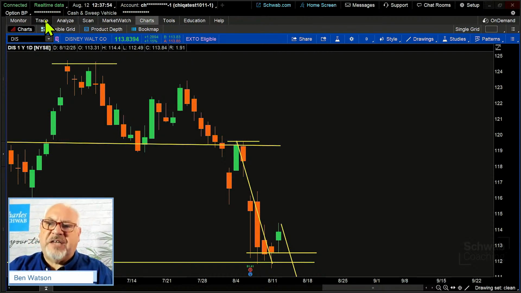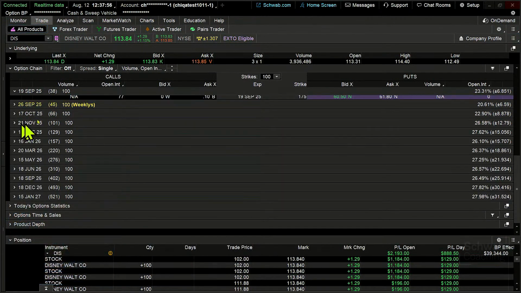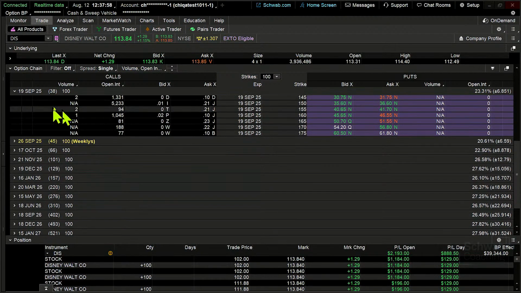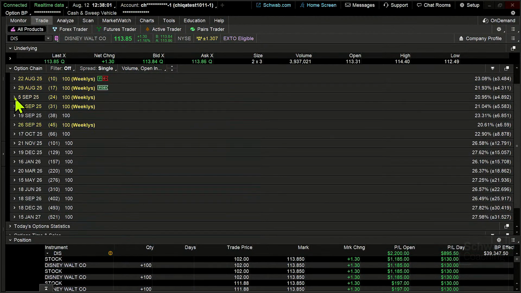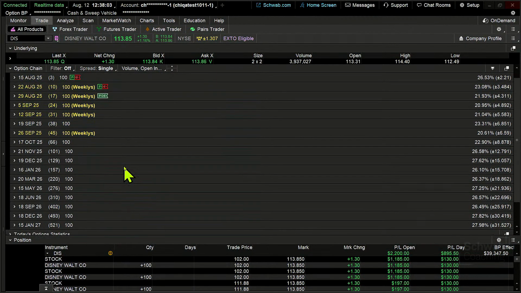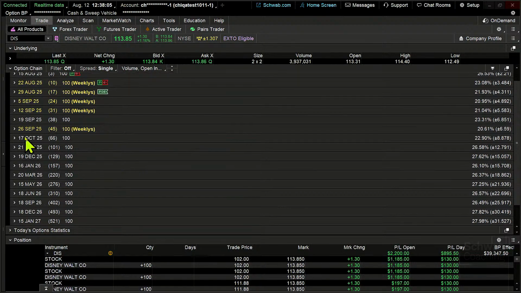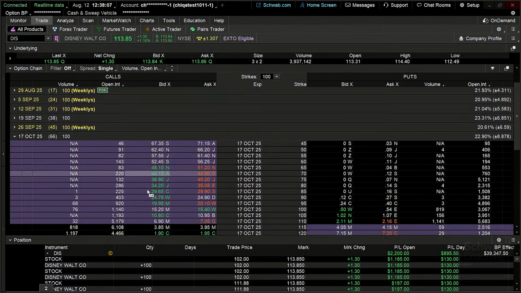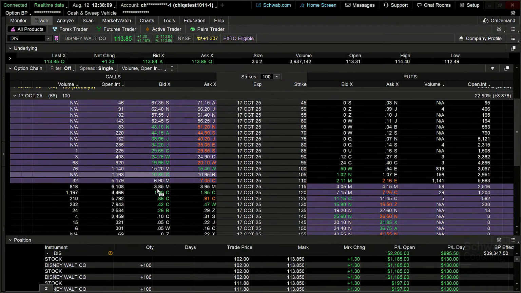So I'm going to go to the trade tab for Disney. And I'm going to give this a little bit of time to move to the downside, so I'm going to go out maybe to the 17 October timeframe. We're going to buy a put option, expecting that the price of the stock is going to move to the downside. So I'm going to buy the 115 put, just for the sake of time in this discussion.